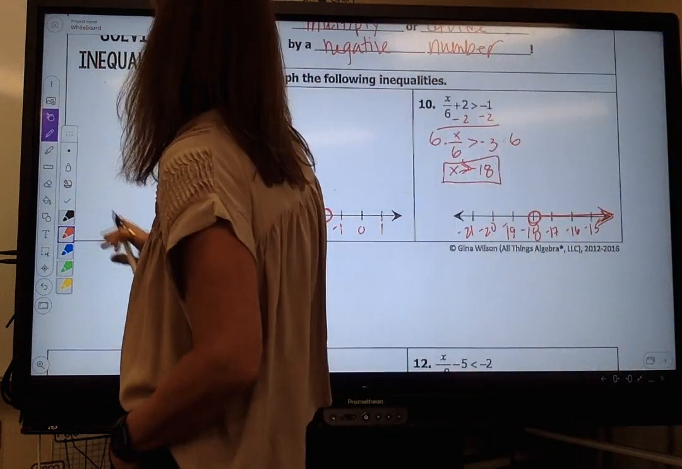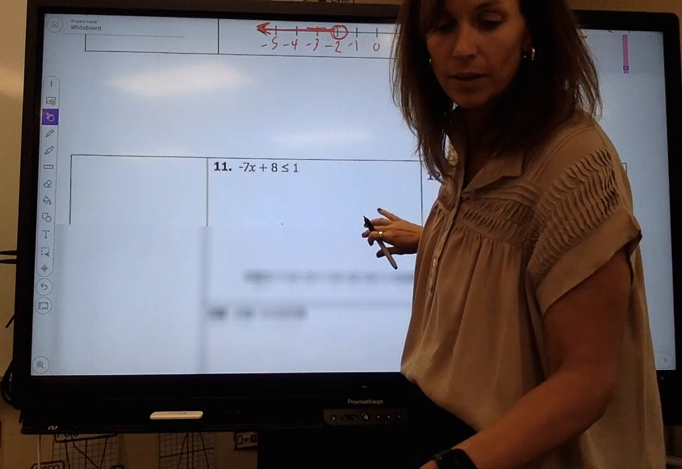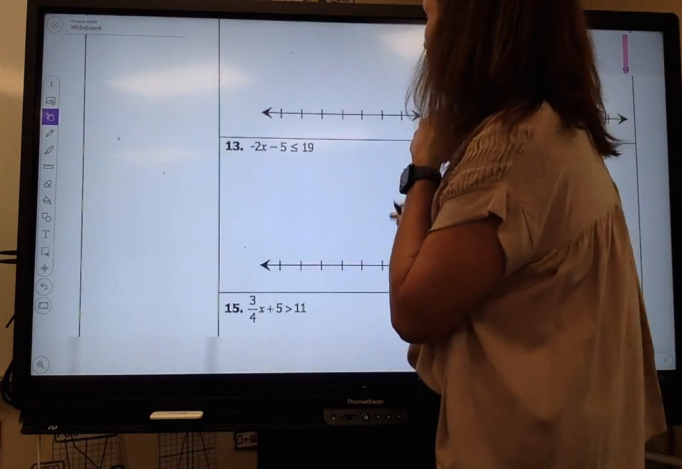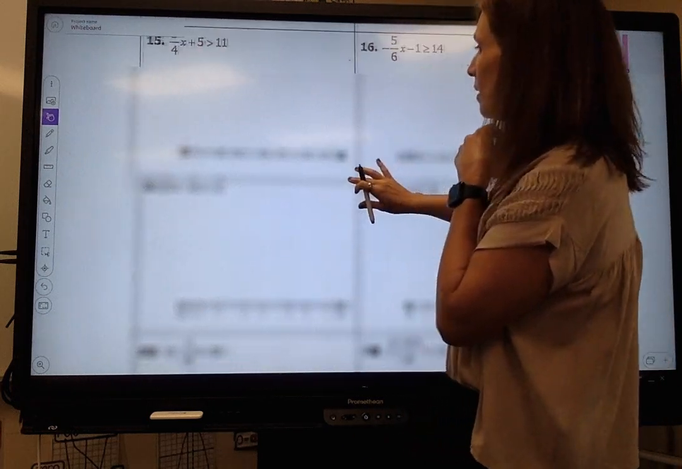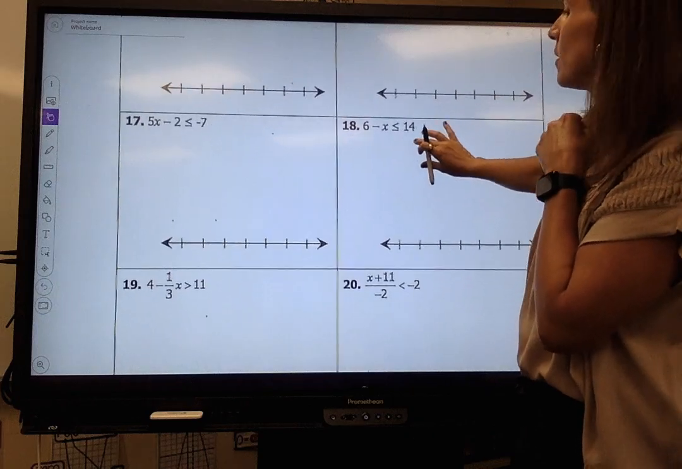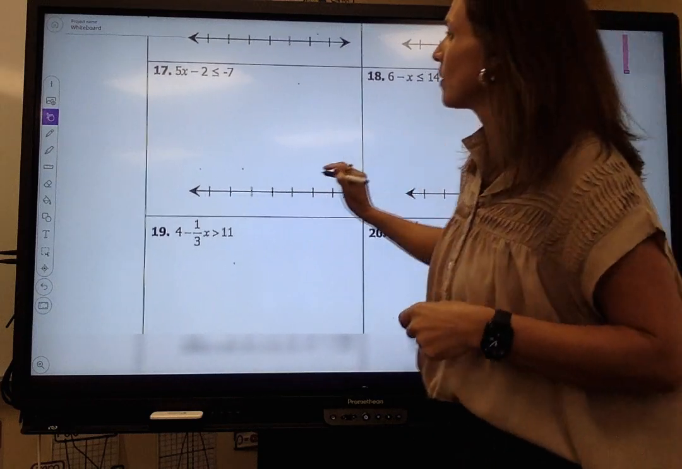Let's do a couple more. Let's see how many more we've got. Let's kind of go towards the end. Let's do 17 and 19.